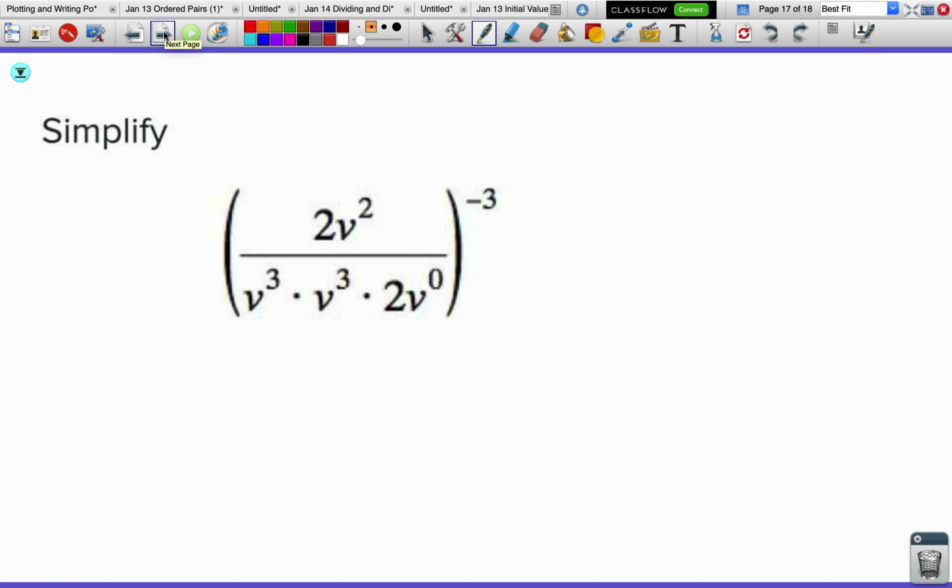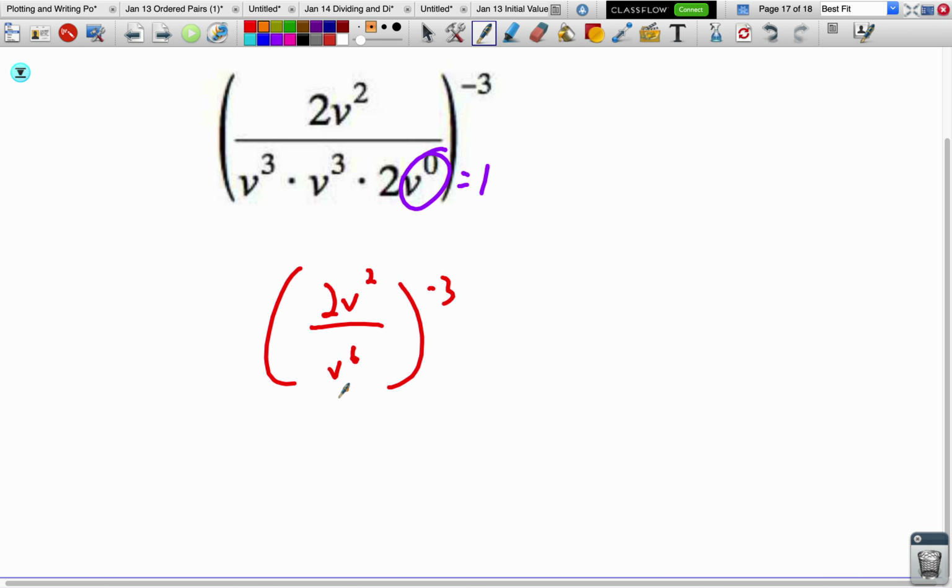All right, let's simplify this big one. Copy it down. All right, so first thing, I do see a power of 0. So this value right here is going to become a 1 and basically go away because 2 times 1 is just a 2. All right, v cubed times v cubed, I've got same base. This can become a v to the 6th. Let's just do those two steps in our first simplification right here. So 2 to the v squared over v to the 6th, all to the -3.